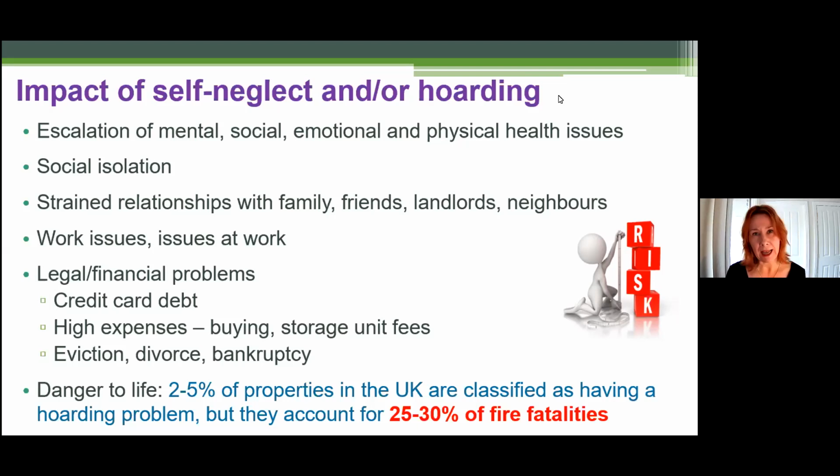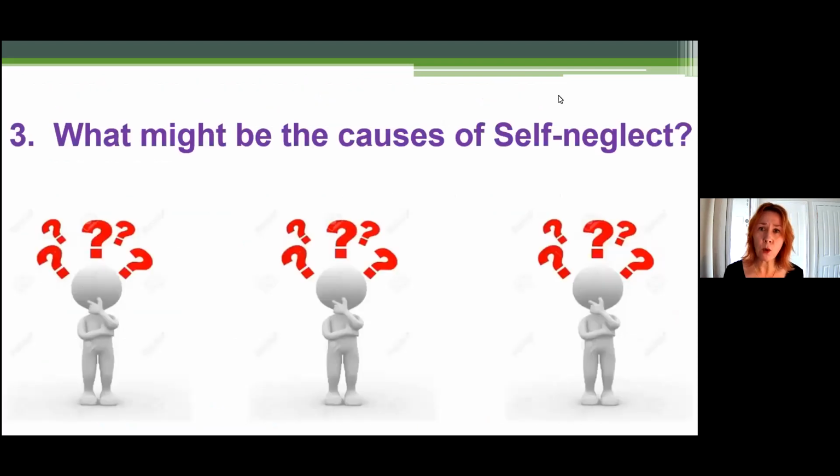With self-neglect, there can be a vicious cycle. The more a person self-neglects or hoards, the more socially isolated they can become. And that feeds into the underlying issues that cause or trigger the self-neglect in the first place. So there's a need to interrupt that cycle and work on root causes. So what might be the causes of self-neglect?